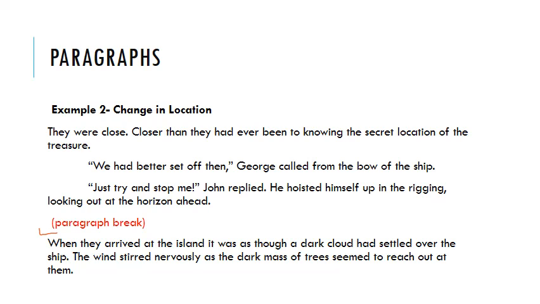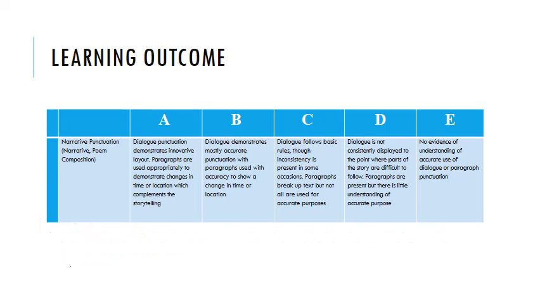Now, all of a sudden, there's a paragraph break here, and it starts by saying when they arrived at the island. Now, we don't necessarily know how much time has passed here, but we could argue that there's been a bit of time passed as well. But for this example, we're focusing specifically on the fact that they were close to the island before, presumably out at sea on their boat, the bow of the ship. But here they've arrived at the island, so we assume they're on the island. So there's been a significant change in location, and therefore the use of a paragraph is justified. Okay, so it's really important just to be aware of that.